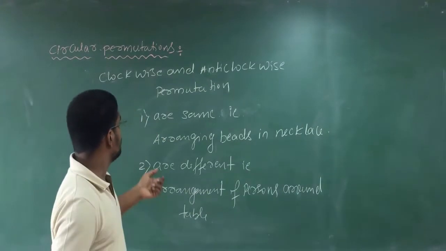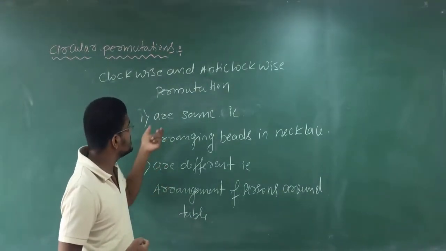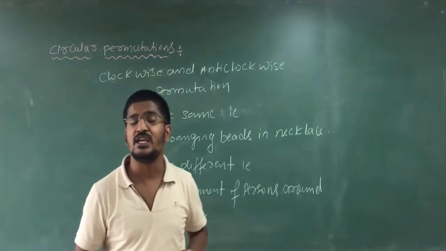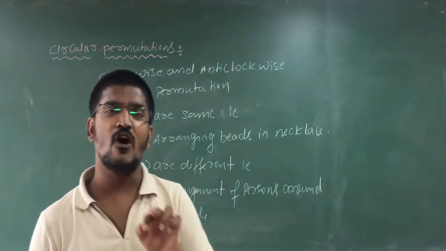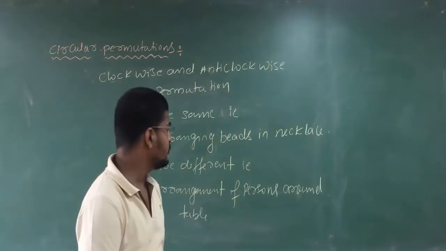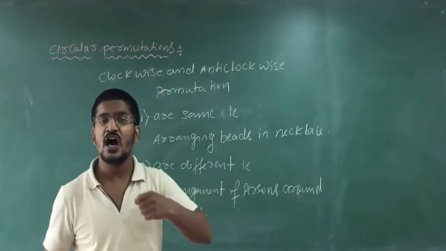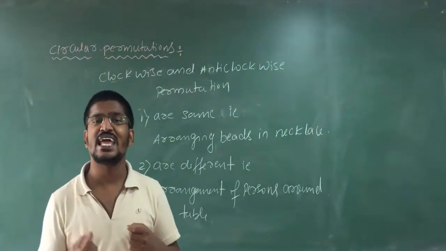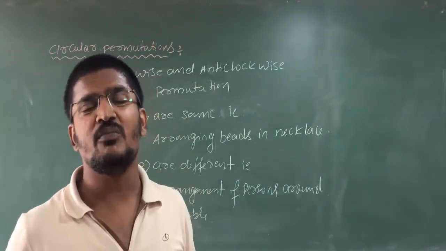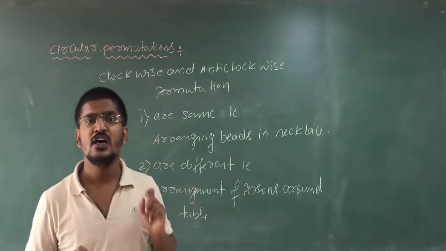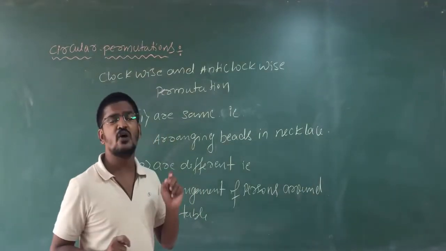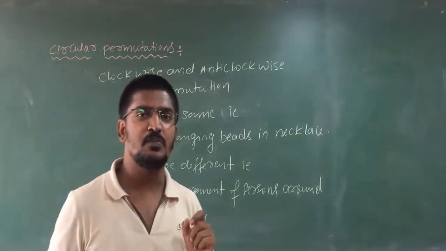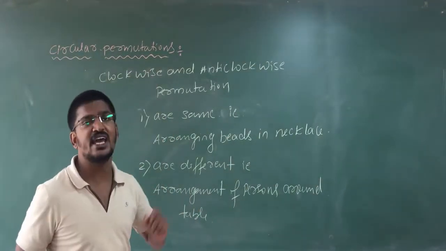See, for beads of the necklace, it is same. For the persons around the table, it will be different. Means anti-clockwise and clockwise arrangements are going to be different for arranging the persons around the table, but for arranging the beads in a necklace, it is going to be same. Are you getting my point? So you have to observe and remember this type of things very carefully while solving the problem. Okay, let us see next.